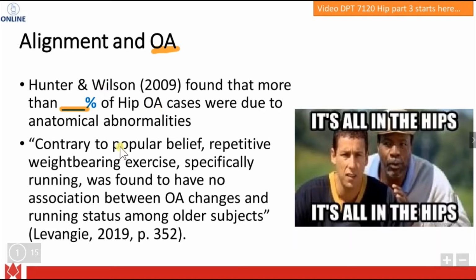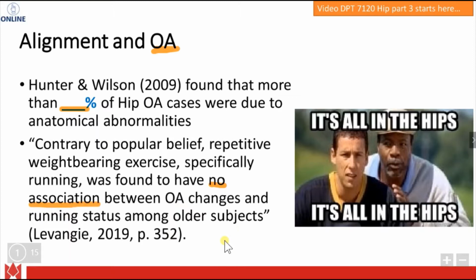There is this quote here from the textbook: contrary to popular belief, repetitive weight-bearing exercise, specifically running, was found to have no association between osteoarthritic changes and running status among older subjects.